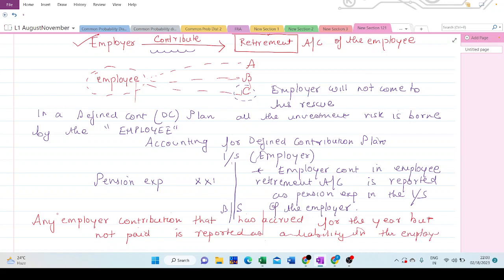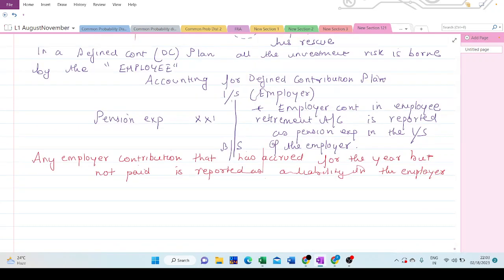Right, now this is your regular accrual basis of accounting. So if any employer contribution that has accrued for the year is unpaid, then that unpaid employer contribution is reported as a liability in the balance sheet of the employer.